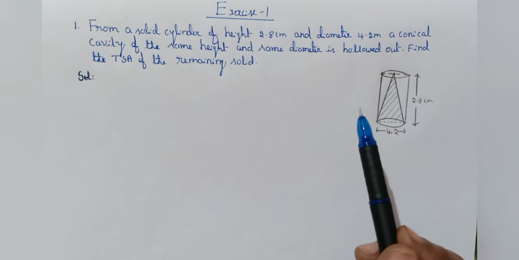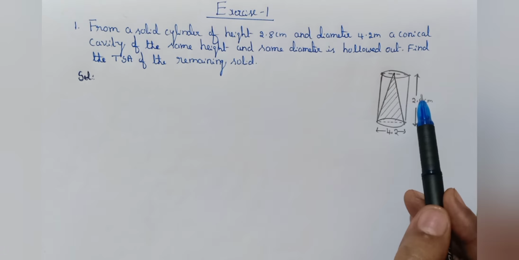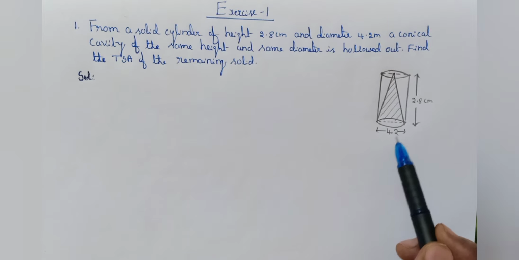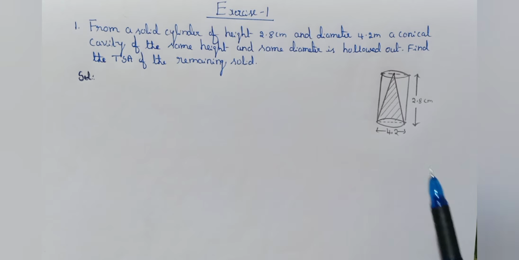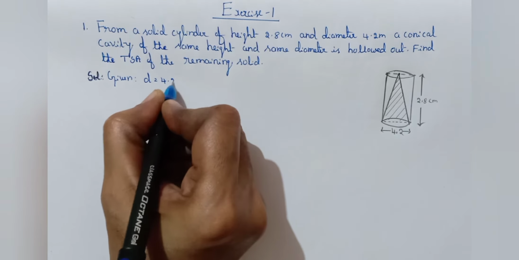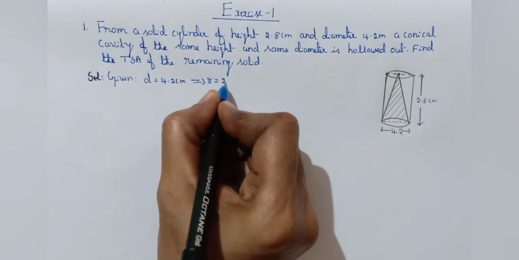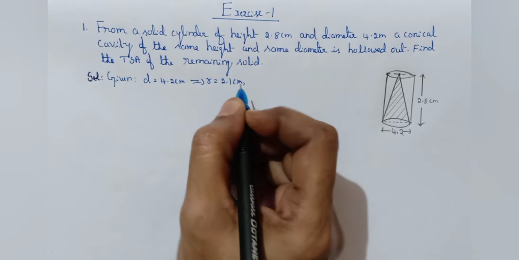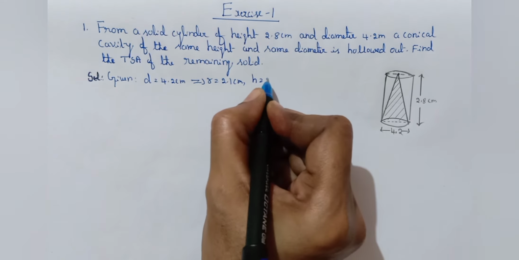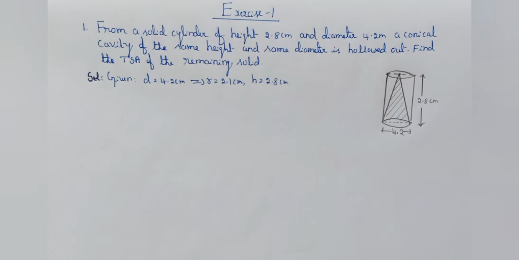From a solid cylinder, a conical cavity is hollowed out. The diameter and the height of the conical cavity and the cylinder are the same. The diameter is 4.2 centimeter, so the radius is 2.1 centimeter and the height is 2.8 centimeter. Find out the total surface area of the remaining solid.